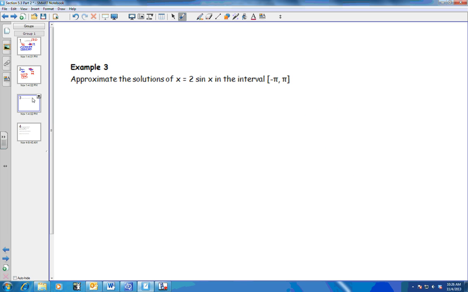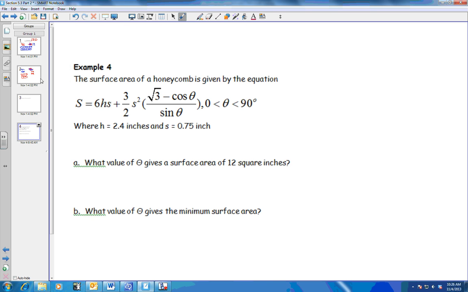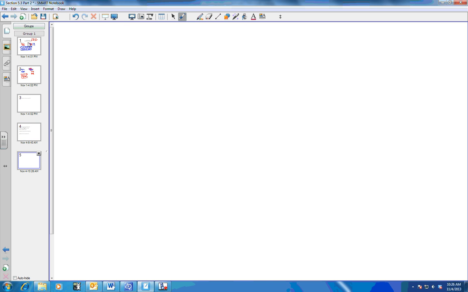Okay, I know you have an example 3 on there, but we're going to wait and do examples 3 and 4 together in class. So what I want to do is do a couple of your homework problems together. All right, your first homework problem is number 39. So let's do number 39 together. This is page 365, number 39. So I have sine 2x equals negative square root of 3 over 2.